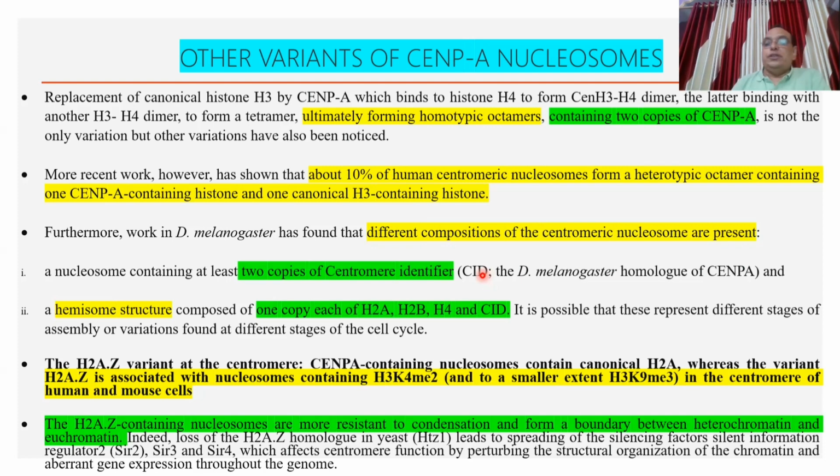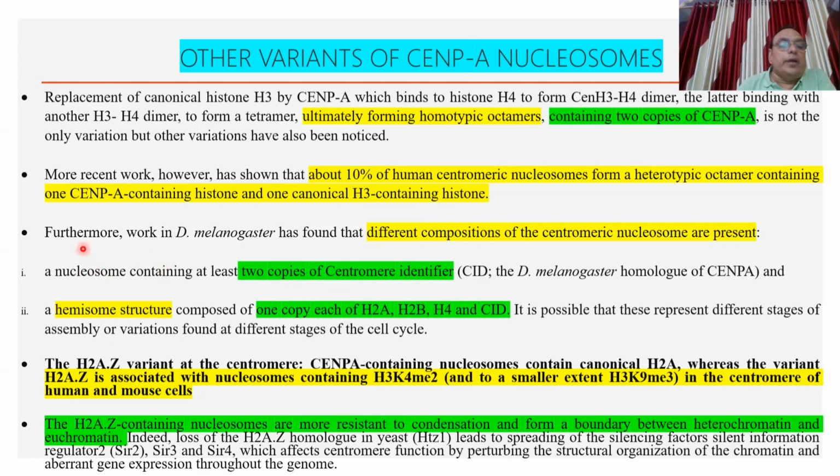So the CENP-A protein, which imparts centromeric property on a length of the chromosome in human beings, is replaced by CID in Drosophila melanogaster. That is, it is the CID, centromeric identifier domain. It is the CID which imparts centromeric property on the chromosome of Drosophila melanogaster.